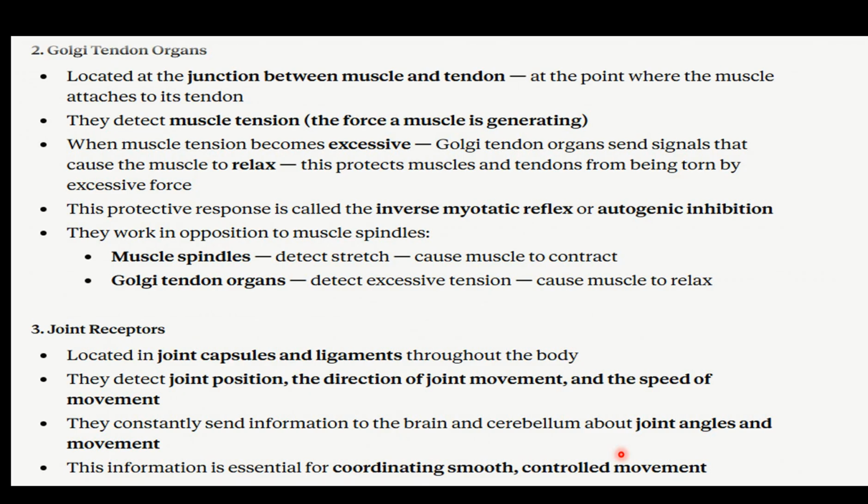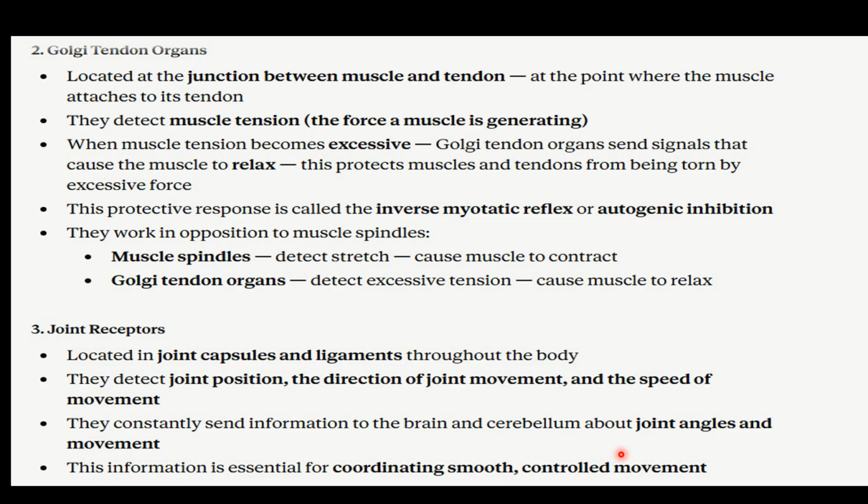Now we have the second thing, that is the Golgi tendon organ, which is located at the junction between muscle and tendon, at the point where the muscle attaches to its tendon. They basically detect the muscle tension, the force a muscle is generating. When muscle tension becomes excessive, let's say due to any reason it is excessive in nature, then in that case the Golgi tendon organ sends a signal that causes the muscle to relax. This protects muscle and tendons from being torn by excessive force.